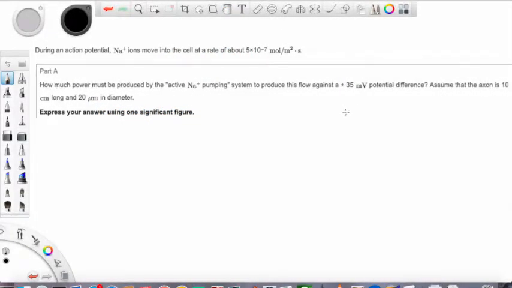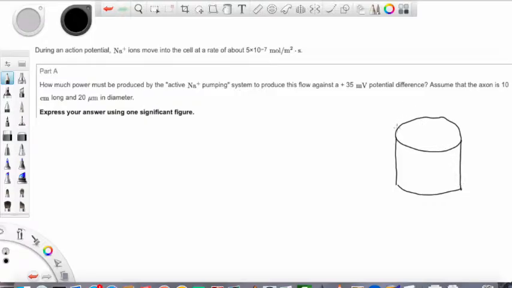This problem is a little bit different in terms that the charge carriers are not electrons but positive sodium ions instead. So we have an axon. It is a part of a nervous system. So it looks something like this.